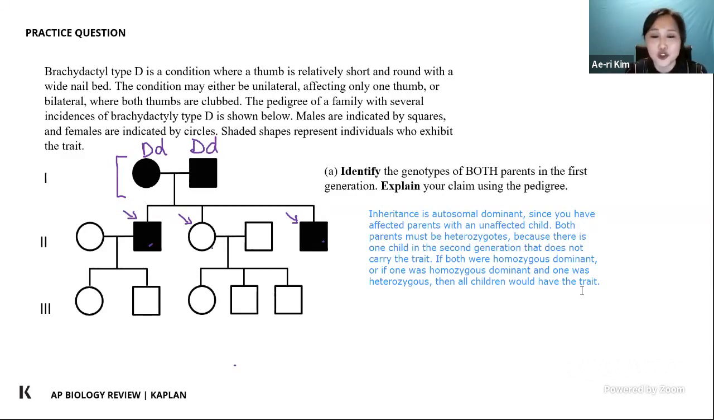At what point should you stop explaining? That's a good point. As long as you can state the genotype here, that's one point, and then explain your reasoning from the pedigree, then you should be good. I did over-explain a little bit in this explanation for comprehensiveness. I want to make sure that you all understand, but your answer can be a little bit shorter because you don't have to cover all the bases like I did, okay?